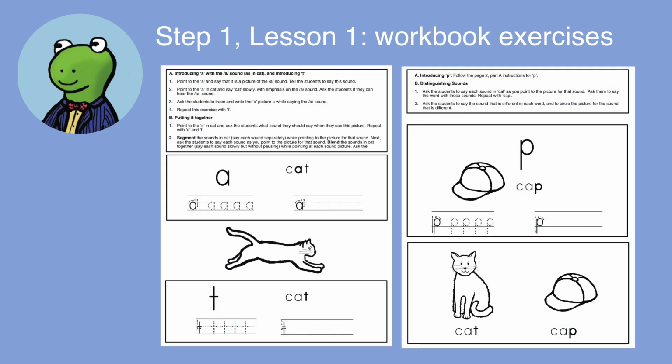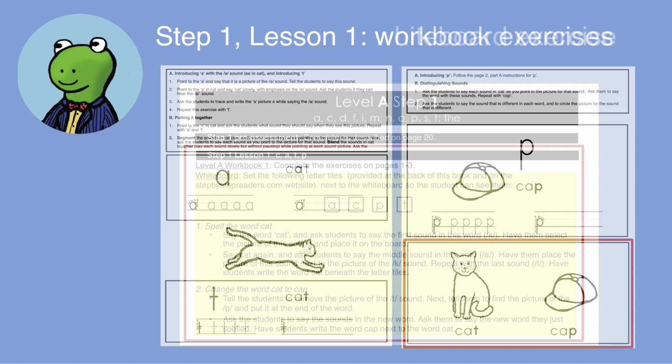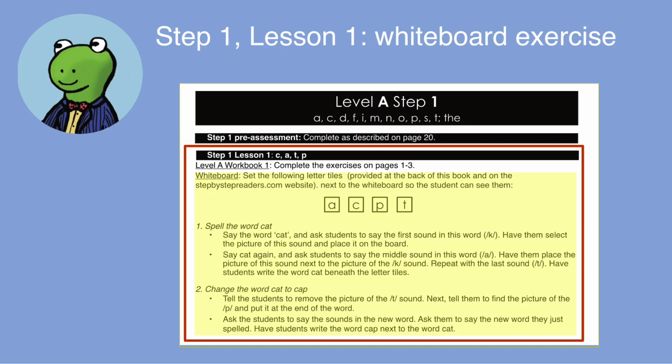Once you have introduced the picture of the k sound, you will be guided to introduce the a, t, and p sound pictures in a similar manner. Then, in the final workbook exercise for Lesson 1, you will be guided to compare the words cat and cap so that the child begins to learn that sound pictures can be combined in different ways to form different words. After completing the workbook exercises, the next task is to do the whiteboard exercise described in the curriculum book.